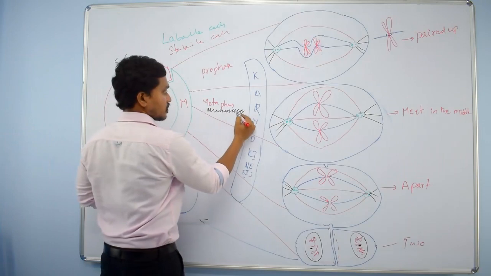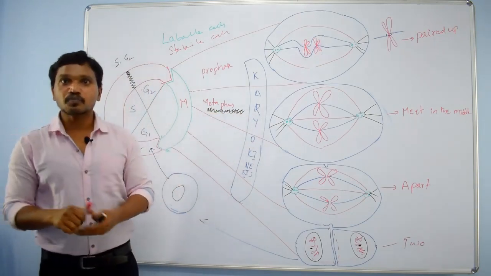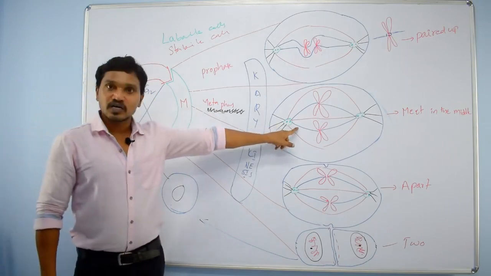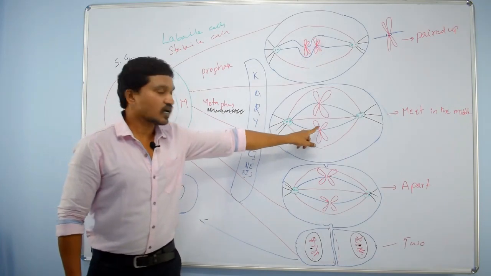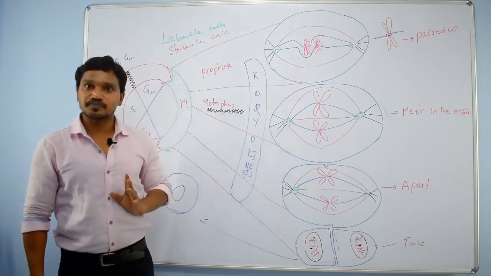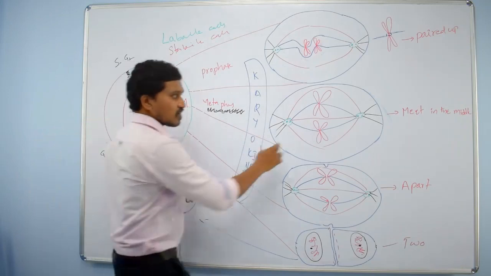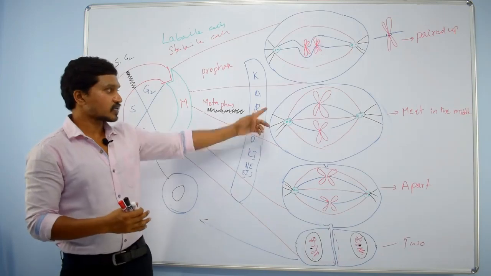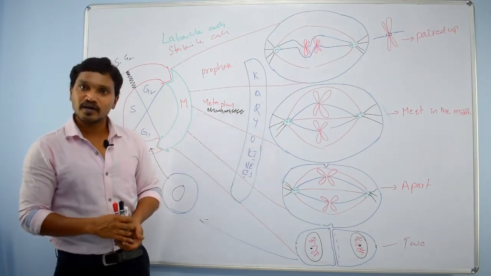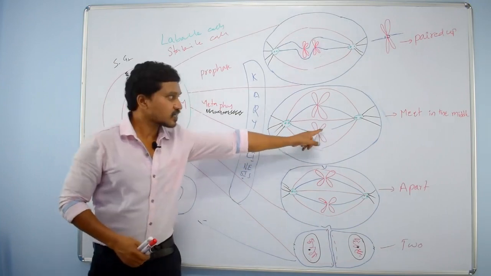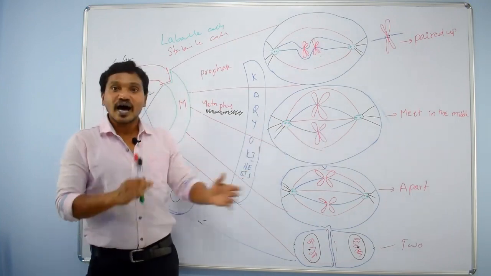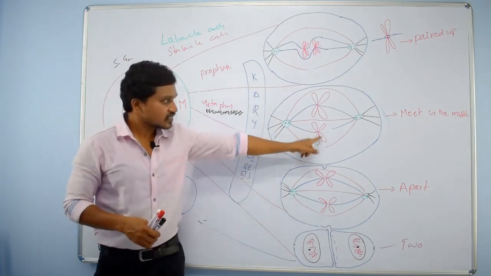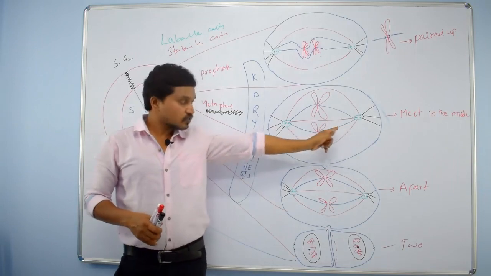The metaphase checkpoint. This checkpoint checks and ensures that all the kinetochore microtubules are attached to the kinetochore or centromere. Right? If one of the kinetochore microtubules is not attached, it will not allow entry into the next phase. Why? What will happen if there is no attachment? Here unequal separation, unequal segregation. See here, if it is not attached, this chromatid will not go that side. It will come this side only.